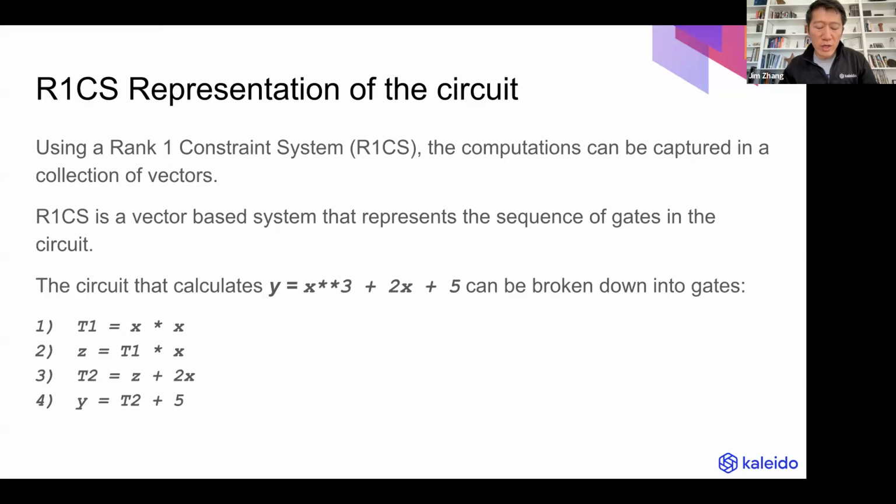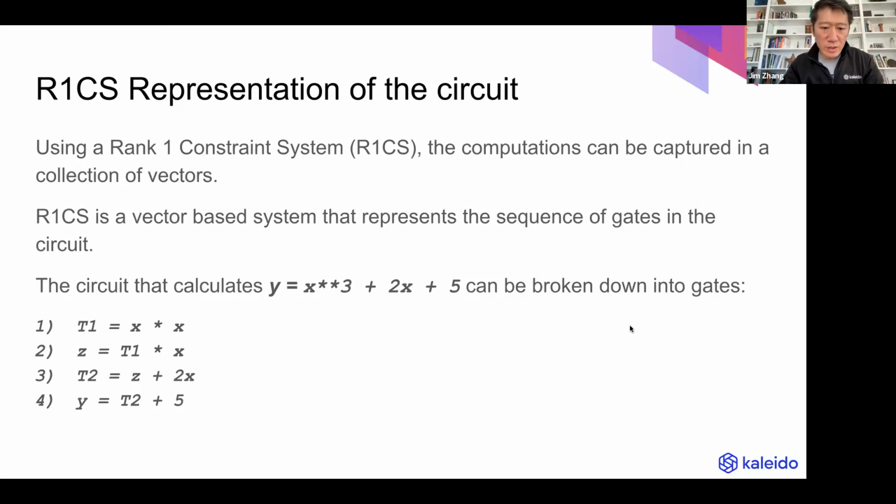Because only after we are able to do that will we be able to verify that all the calculations are done correctly. And that's essentially what a zero knowledge proof does: it proves that Alice has done all the calculation correctly without cheating. So the first step is we use the so-called rank 1 constraint system to represent these gates.